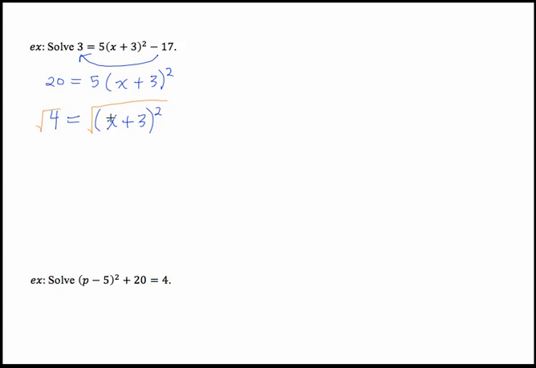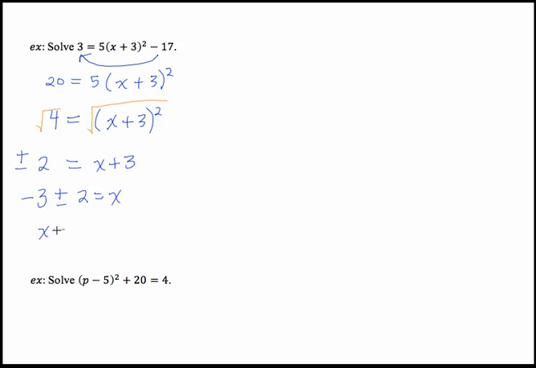So the square root of this thing squared, the square root and the square cancel. So on the right we have x plus 3. And on the left you have to remember to put that plus or minus. And then the square root of 4 is 2. Then to solve for x we just need to subtract 3 from both sides. So we have negative 3 plus or minus 2 equals x.